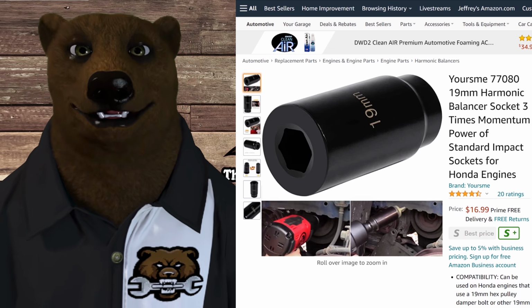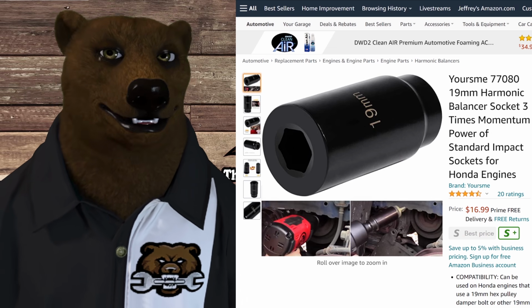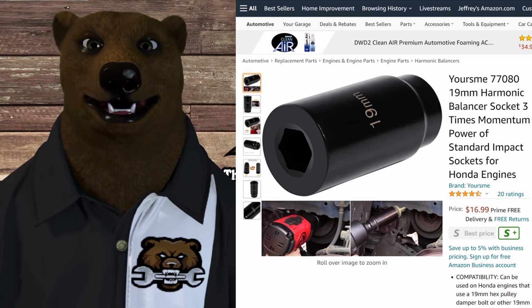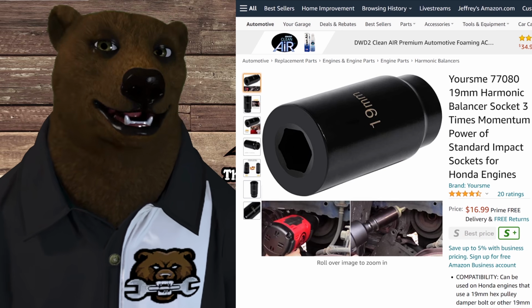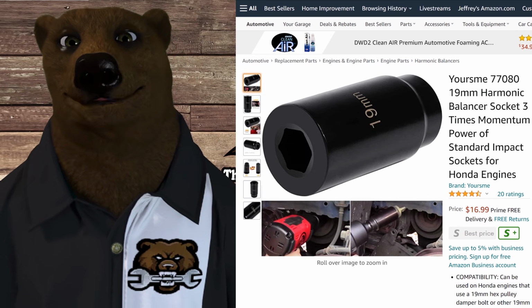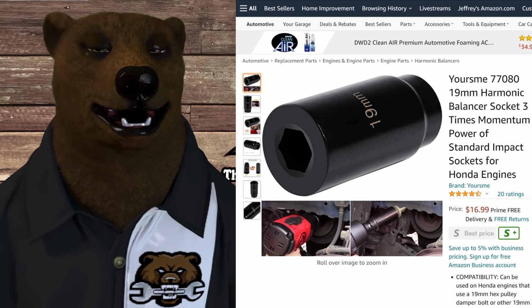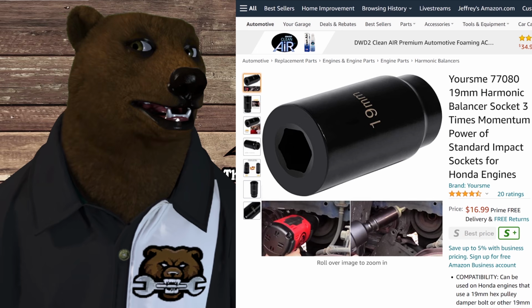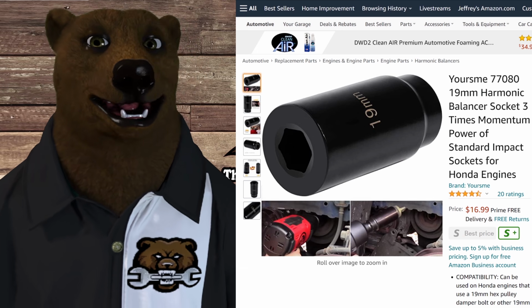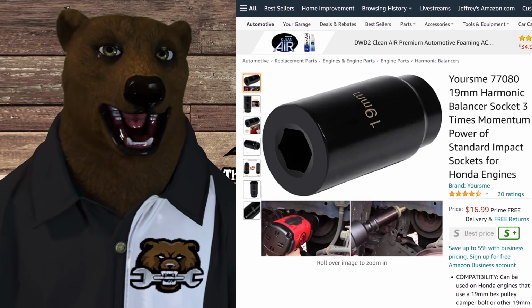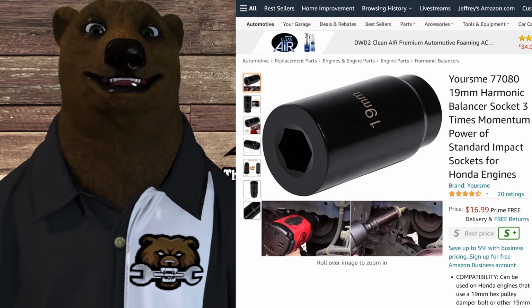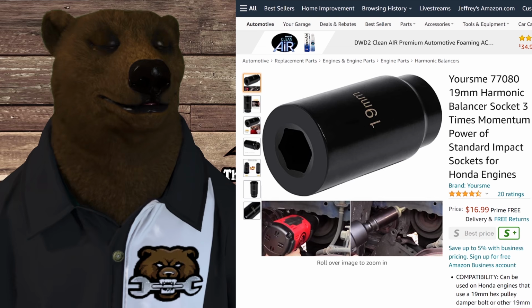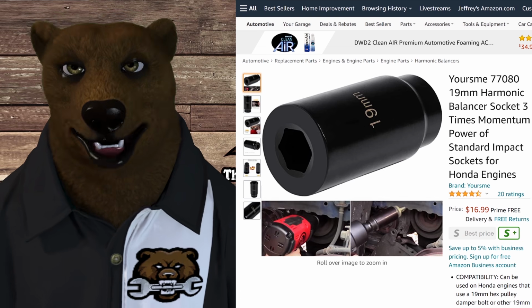Another one of the things that I hear often is that the impacts are thicker because they add weight to the impact and thus assist with the impactedness. Basically an inertia issue. That's true-ish. Not really with your standard impacts, but there are specialty impacts such as this one pictured here. This is the harmonic balancer socket, 3 times momentum power. This is for Honda engines for this particular bolt that you're trying to get out, and this adds some inertia to try and get that out better. So typically no, but sometimes yes.